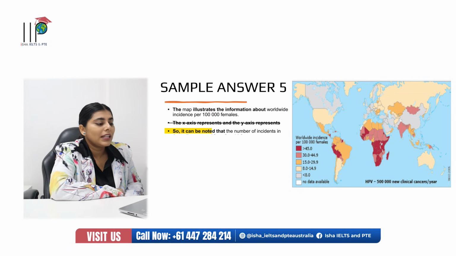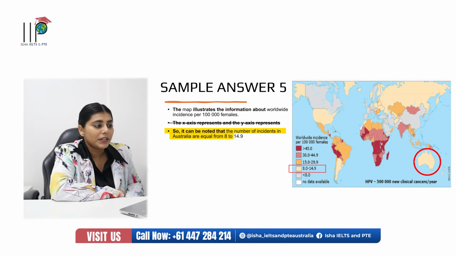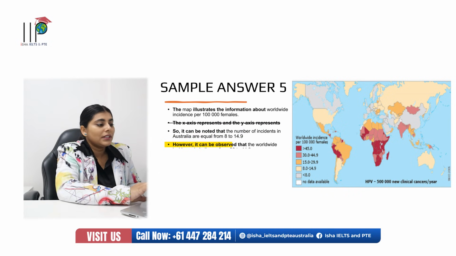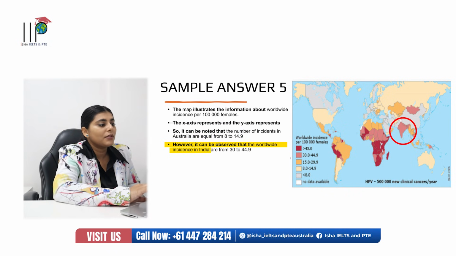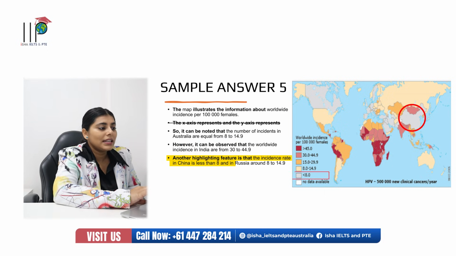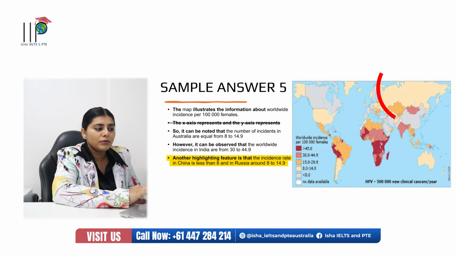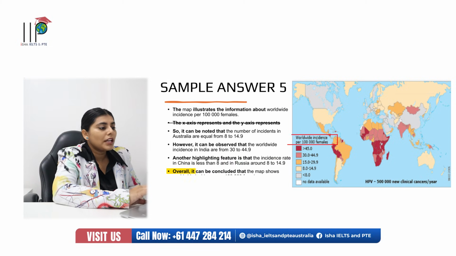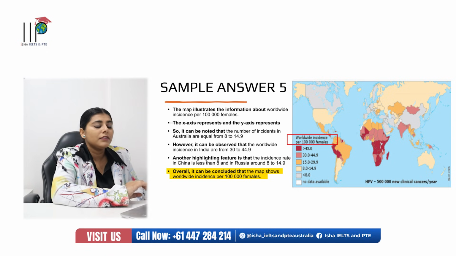So it can be noted that the number of incidents in Australia are equal to 8 to 14.9. However, it can be observed that the worldwide incidents in India are from 30 to 44.9. Another highlighting feature is that incident rates in China is less than 8, and in Russia it is around 8 to 14.9. Overall, it can be concluded that the map shows worldwide incidents per 100,000 females.